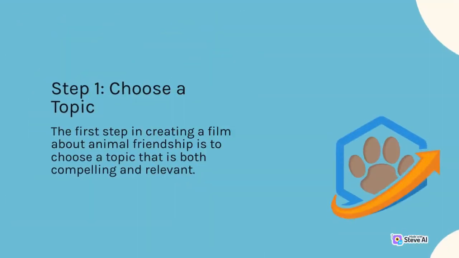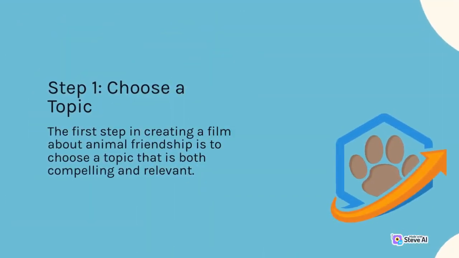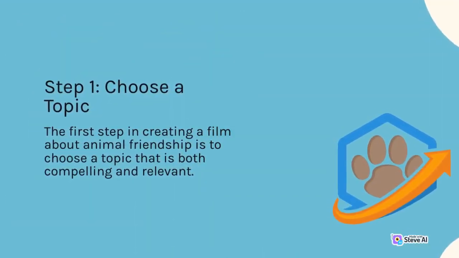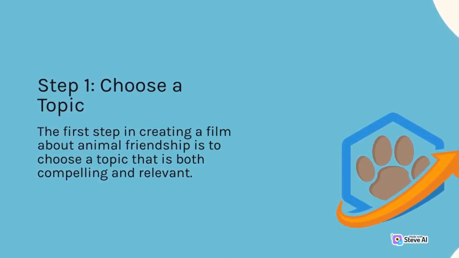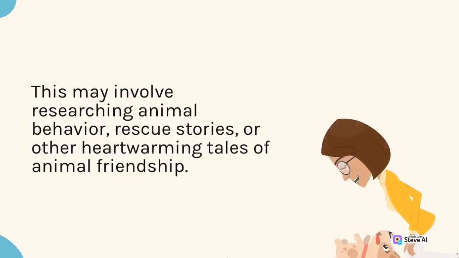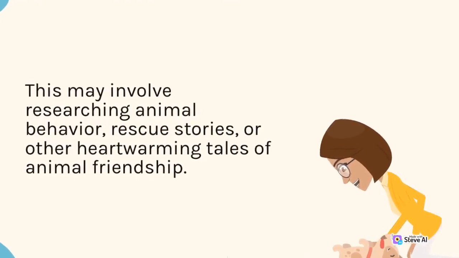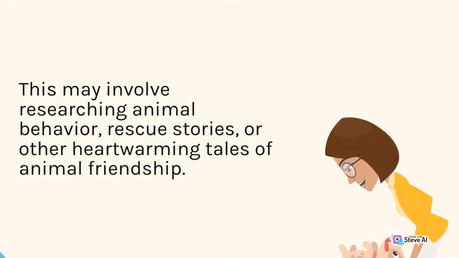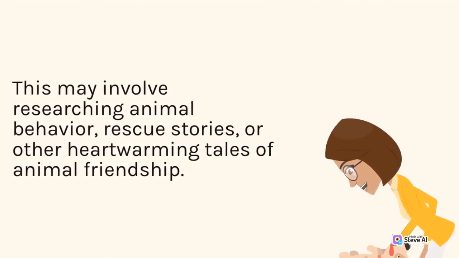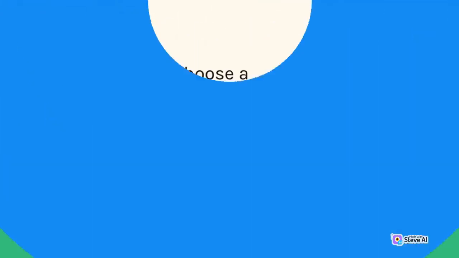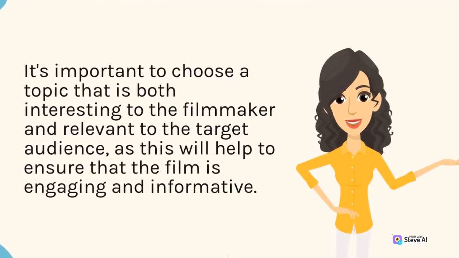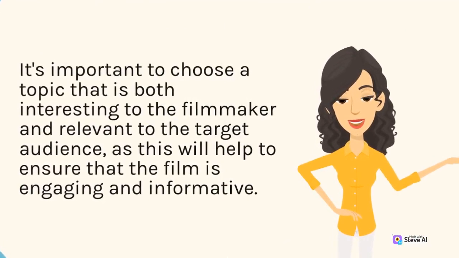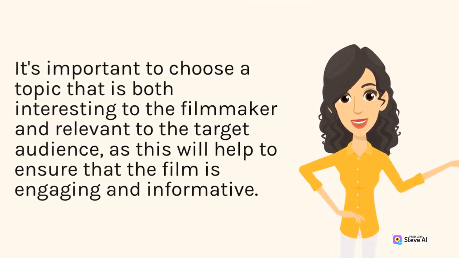Step 1. Choose a topic. The first step in creating a film about animal friendship is to choose a topic that is both compelling and relevant. This may involve researching animal behavior, rescue stories, or other heartwarming tales of animal friendship. It's important to choose a topic that is both interesting to the filmmaker and relevant to the target audience, as this will help to ensure that the film is engaging and informative.